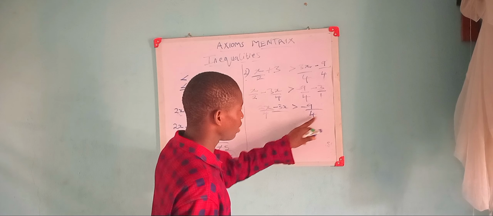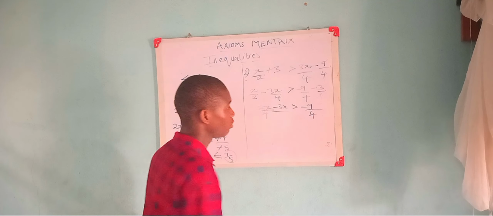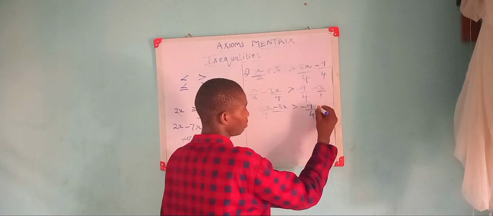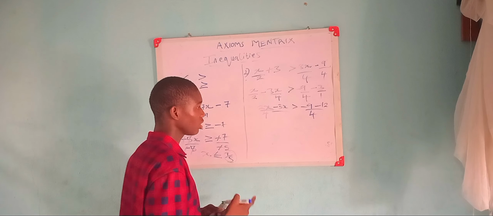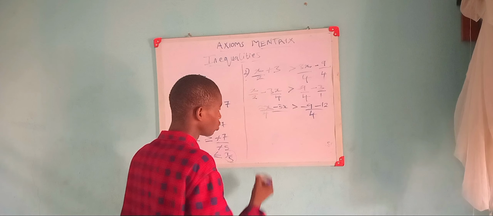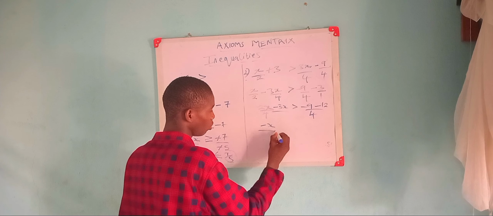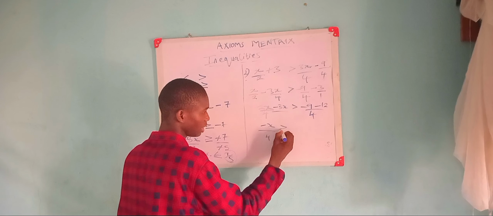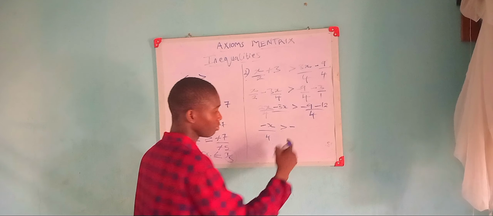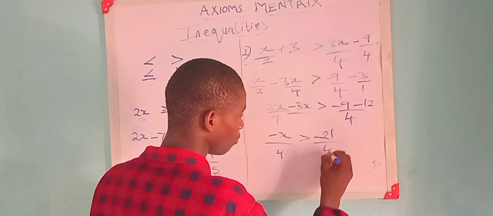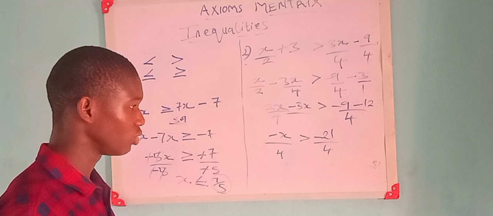Then 4 divided by this is going to give me 4. 4 times this is going to give me minus 12. So now let's continue from this place. What we are going to have is 2x minus 3x, which is going to give me minus x, all over 4 is greater than minus 9 minus 12, which is going to give me minus 21 over 4. So when we see something like this, what we'll do next is to what?